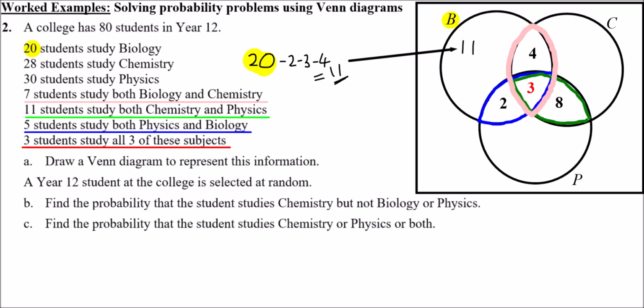It then says about students that study chemistry. 28 students study chemistry, so the total number of students in this circle here needs to be 28. We've got 4, 3 and 8 already, so we need a number here, so that when we add it to 4, 3 and 8, it gives us 28. So what we need to do here is 28 for chemistry in total, minus 4, minus 3, minus 8. So 28 minus 4, 3 and 8. Well, 4 plus 3 plus 8 is 15. 28 minus 15 is 13.